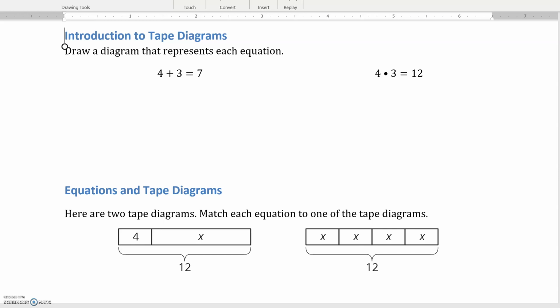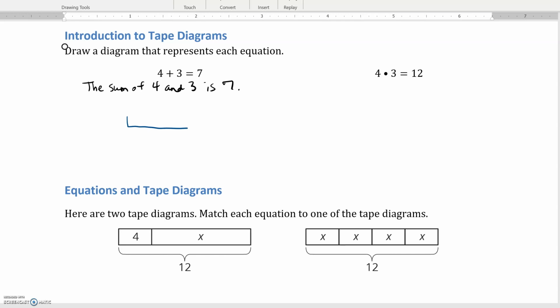As a first step, it's good to write a sentence to describe what that equation is saying. So I'm going to write down: the sum of 4 and 3 is 7. So if I was going to draw a tape diagram to represent that, I need to show that 4 added to 3 has a total of 7.